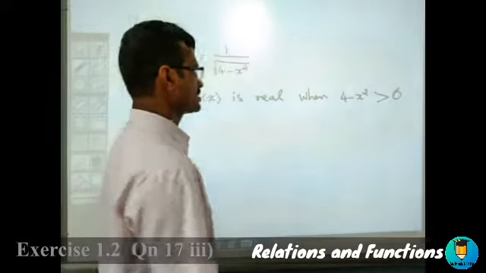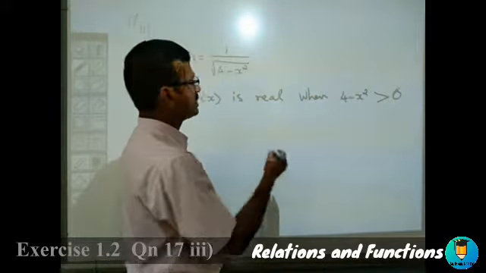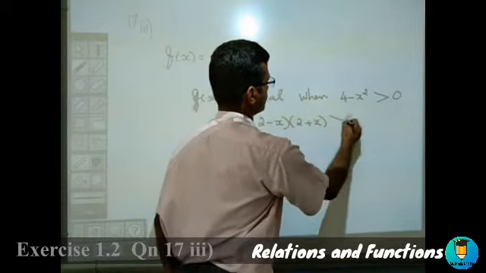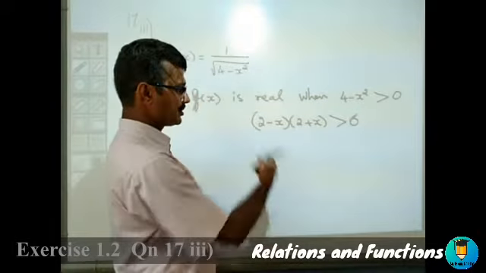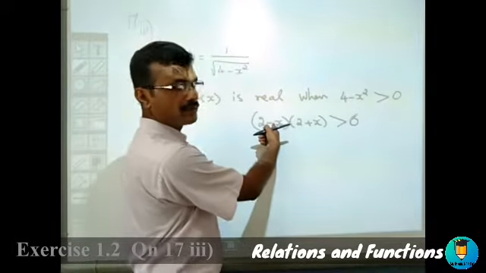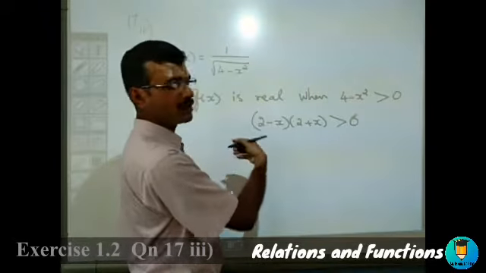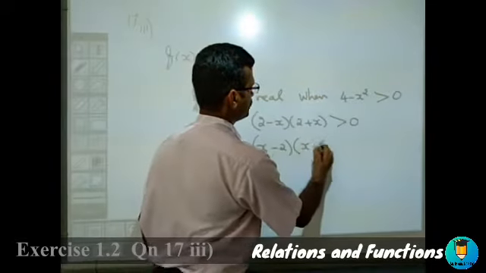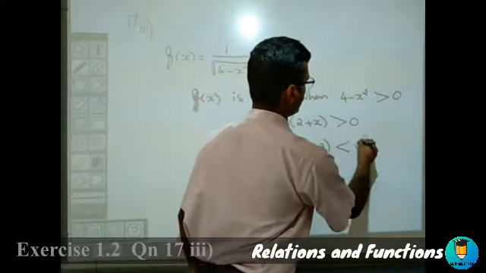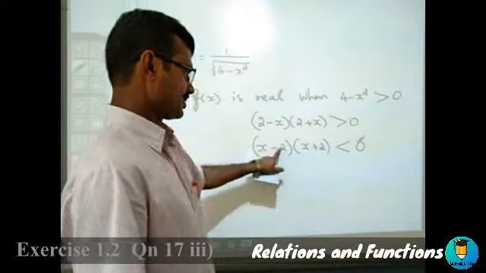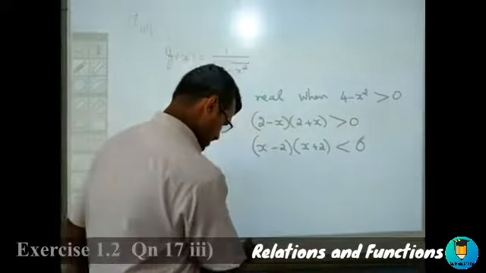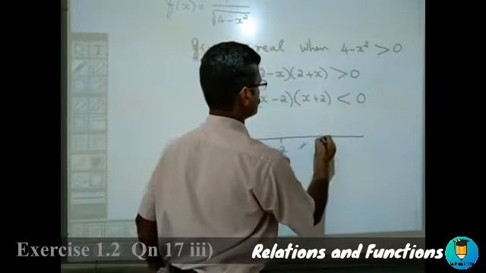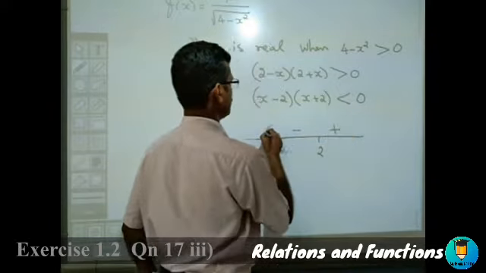Now we will simplify it by factorizing. We can write (2 minus x) into (2 plus x) is greater than 0. In order to apply the method of interval, I have to make it plus, so I will take common minus. Avoiding steps, it will become (x minus 2) into (x plus 2), and the symbol becomes less than 0. We know the method of interval: critical points minus 2 and plus 2. Here plus, minus, plus.